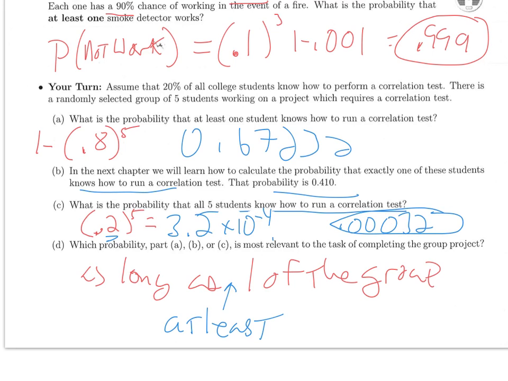As far as completing the task, as long as at least one of your group members knows how to do the task, you can get the project done. So that's why I think that's the pertinent probability.